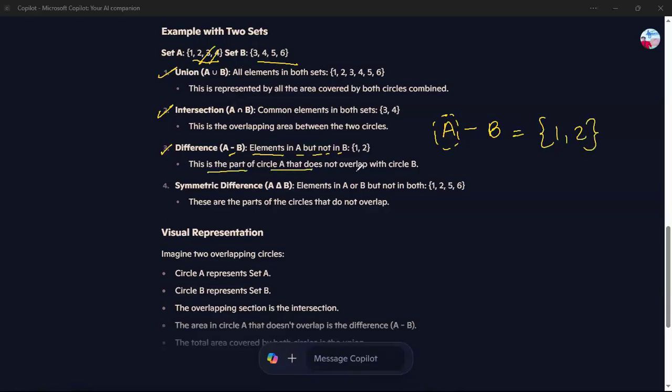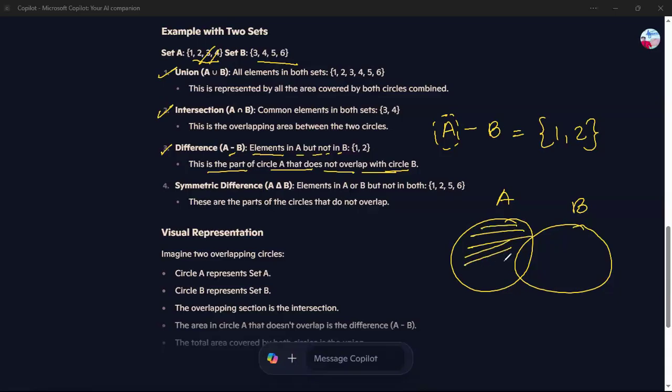This is the part of circle A that does not overlap with circle B. So when finding A minus B, considering this is set A and this is B, we are finding set A's elements which are not in B. So we are taking all the elements lying here, excluding the intersecting elements. Understood? Yes, sir. There are 3 and 4 in the intersection, and here 1 and 2. So only 1 and 2 will be considered. And here 5 and 6. Clear?